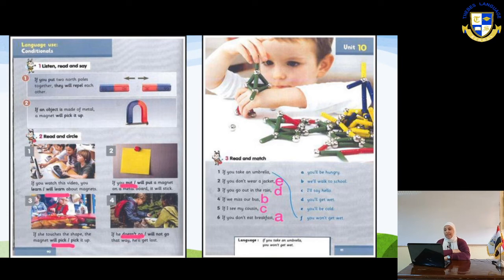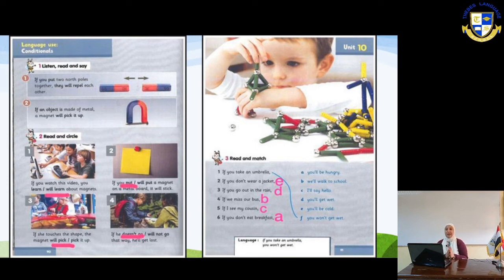So if you take an umbrella, you won't get wet. So number 1 goes with F. Number 2, if you don't wear a jacket, you will be cold. Okay, this is logic. So number 2 goes with E. Number 3, if you go out in the rain, you will get wet. So number 3 goes with D, as you see.